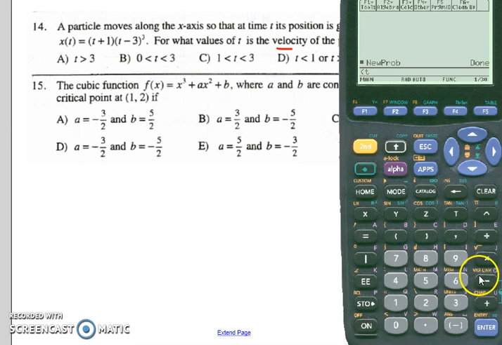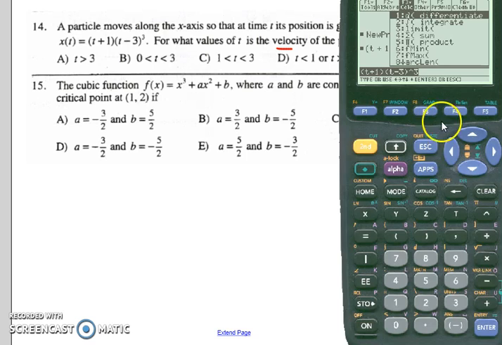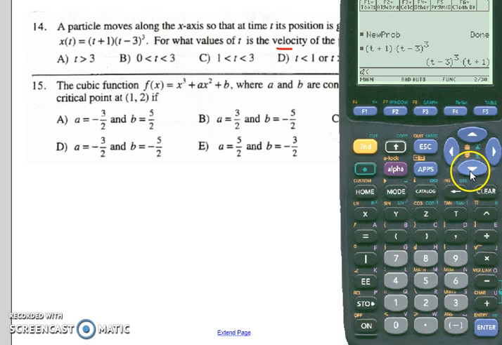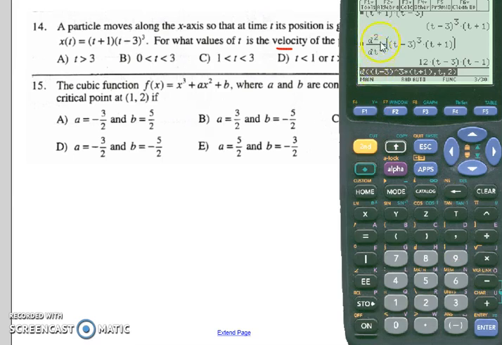So we'll plug in t plus 1 times t minus 3 cubed. And then I'm going to take the second derivative, so I go up to F3, calculus, choose differentiate, grab my function, hit enter, and then comma t, comma 2 to get the second derivative. And you can see my Leibniz notation there. Now clearly I have two zeros of the second derivative, at 3 and at 1.